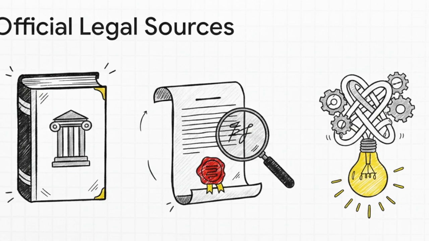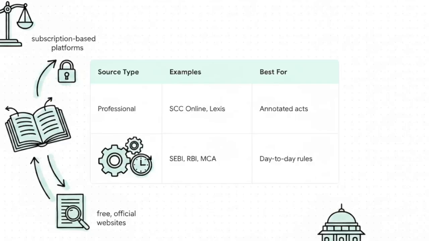And PRS Legislative Research, absolute lifesaver. They provide these brilliant, plain language summaries explaining exactly why the legislature decided to change a law in the first place. It's also crucial to know when to actually open your wallet for research tools. You pay for subscription-based platforms like SCC Online, Manupatra, or Lexis to get annotated acts and case law. But for the most current, hyper-specific day-to-day rules, paid databases often lag behind. For those, you always go straight to the free official regulator websites, like SEBI, RBI, or the MCA.